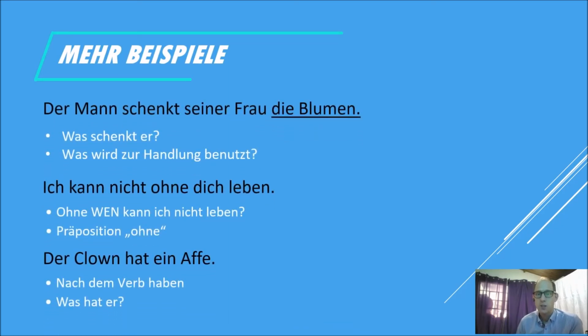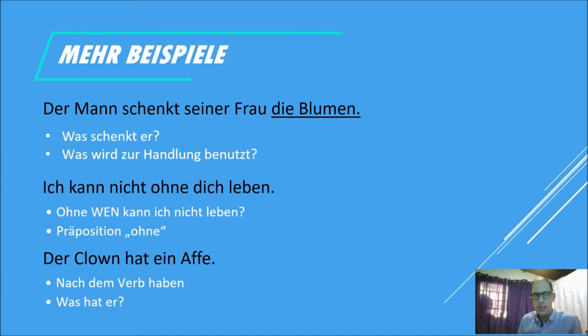Now I use a sentence with more than one object to make it a little bit more difficult. Der Mann schenkt seiner Frau die Blumen. So now how can you recognize what is the accusative? Okay, let's do our routine. Let's ask the questions. Was schenkt er? What is he giving to his wife? The flowers. What is used for this action, to make a gift, a present? The flowers, die Blumen. Die Blumen are in the accusative.